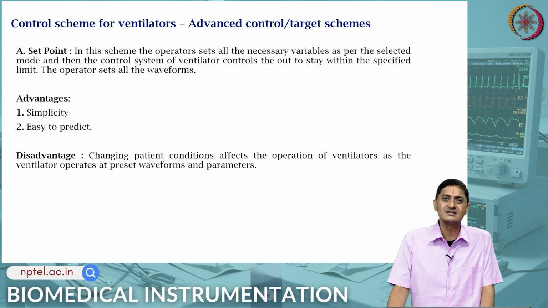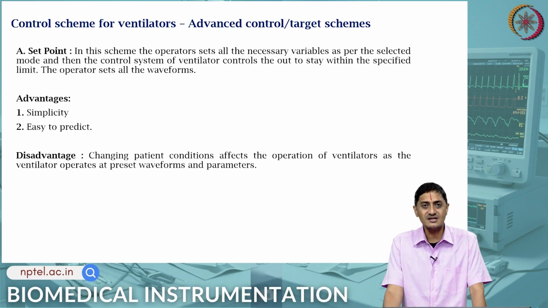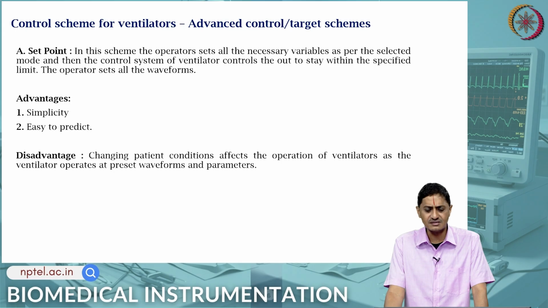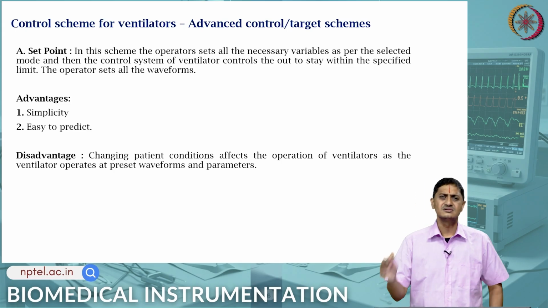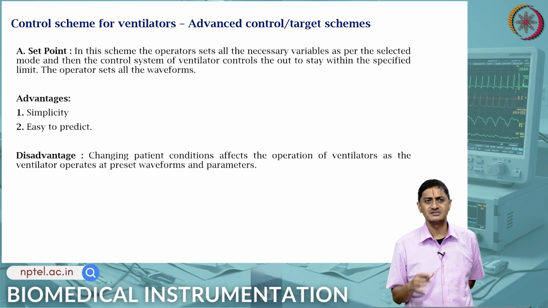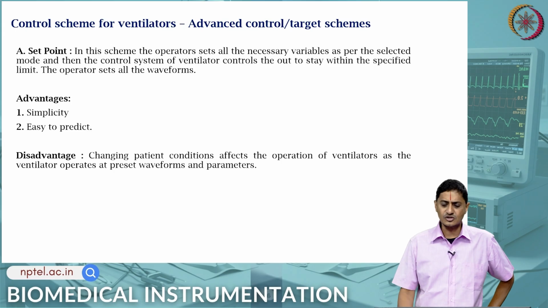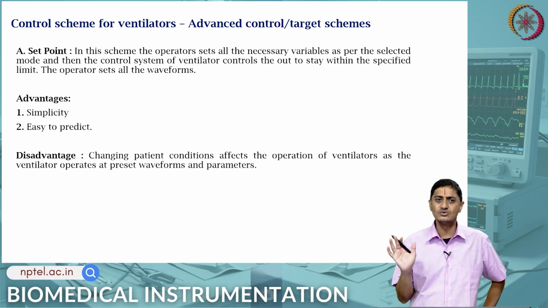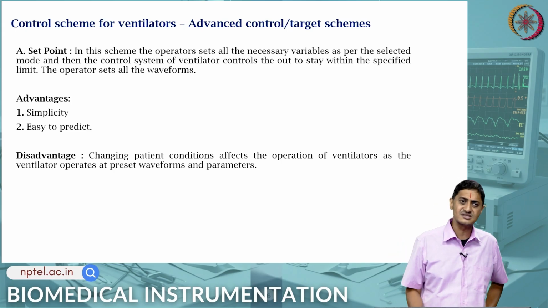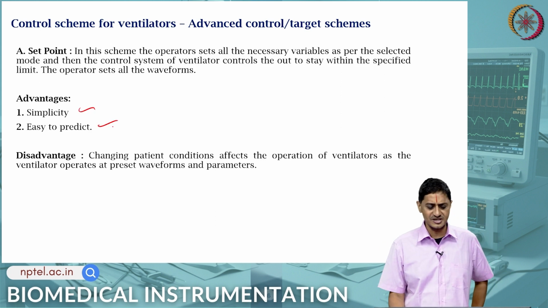What are the various control schemes? One is set point control. In this case, the operator sets the values that are needed. What are all the various variables I want? Volume so much, time so much, pressure so much, maximum pressure this much, and all selected. And then the control system of the ventilator makes sure that these rules are followed. Right? What are the advantages? The advantage is that it is really simple and its functioning is relatively easy to predict.